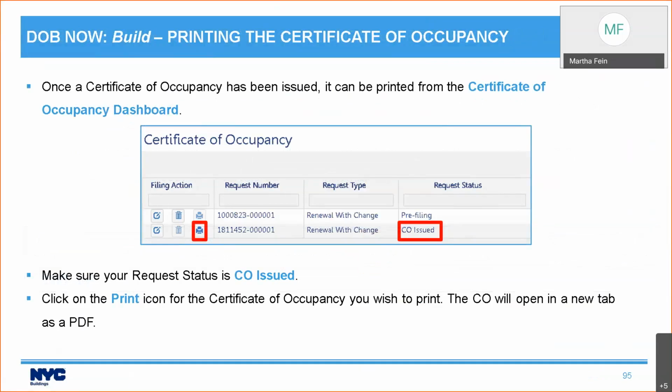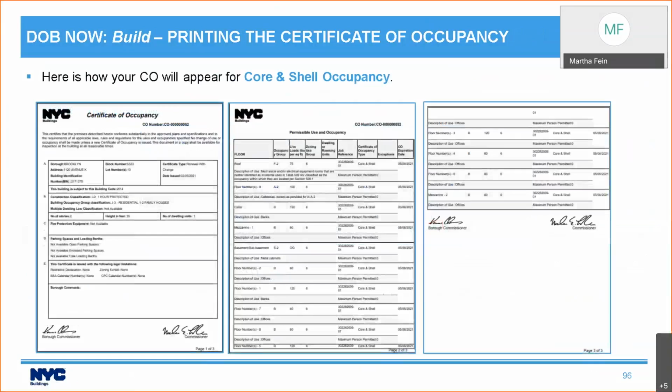Once a certificate of occupancy has been issued, it can be printed from the certificate of occupancy dashboard. You'll see this printer icon when it says CO issued. If it's not issued, the printer icon will be grayed out. And once you click the print icon, the certificate of occupancy will open in a new tab as a PDF. And here's what it looks like.